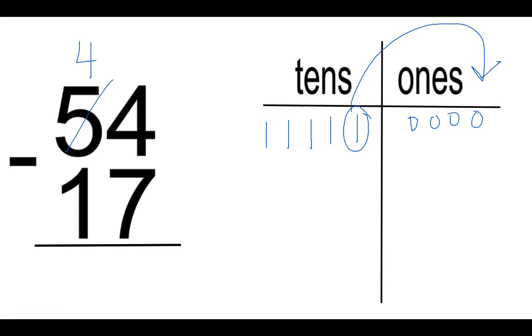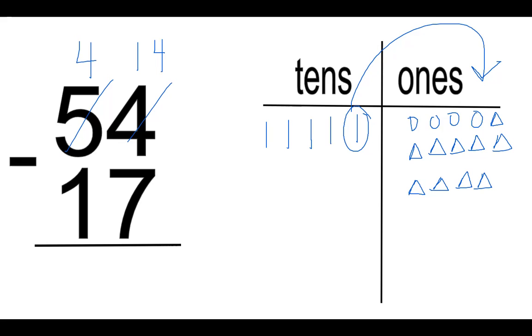And let's go ahead and add our 10. I'm going to continue my imaginary 10 frame. 1, 2, 3, 4, 5, 6, 7, 8, 9, 10. Now I can see I have 10 plus 4, that's 14. So I no longer just have 4, I now have 14. And boys and girls, notice all I did was add 10 to 4. And 4 plus 10 is 14.